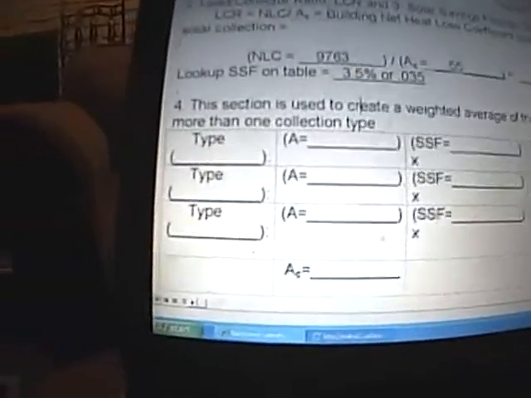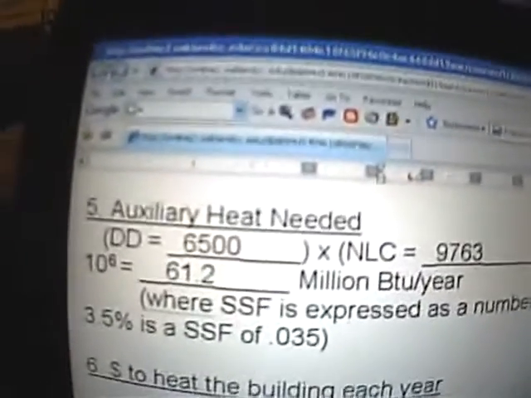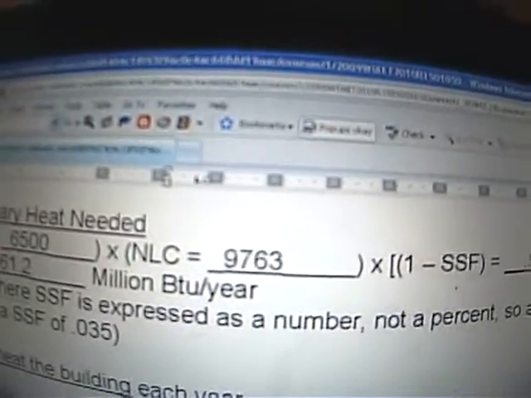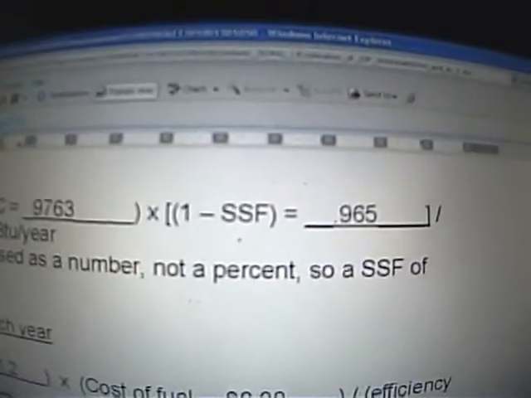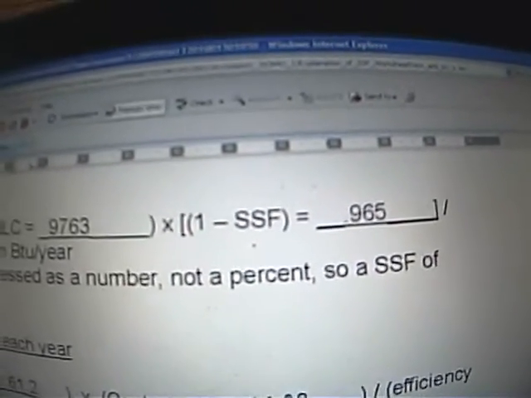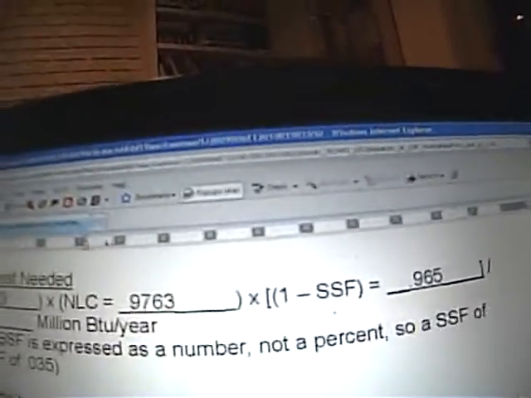Now let's scroll down and let's see what we can do with these numbers. The next thing we can do is let's find out how much it's going to cost to heat that house. That's step number 5, the auxiliary heat needed. You take the degree days in Detroit at 6,500, you multiply by the net heat loss coefficient that we calculated, 9763. Then you multiply times 1 minus SSF. SSF stands for the solar savings fraction, but we have to change it to a number, not a percentage. 3.5%. Well, I have to tell you more in part 3.